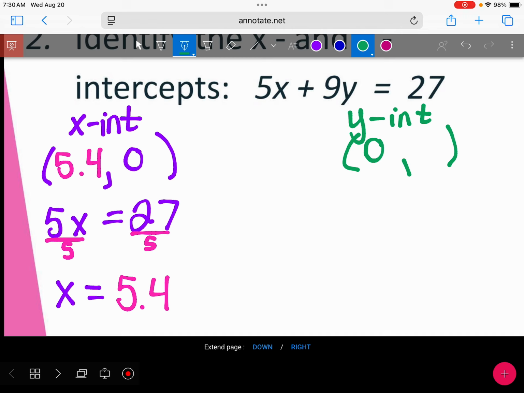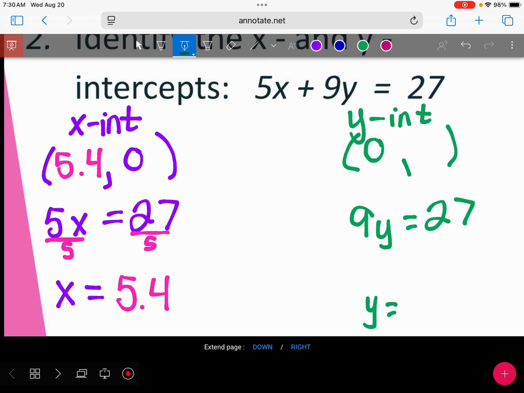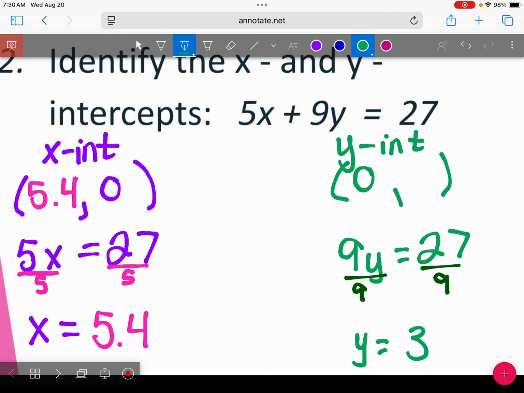So if we look at 9y equals 27, what do I do to get y by itself? Divide by 9. What is 27 divided by 9? 3. So our y-intercept would happen at 0, 3.